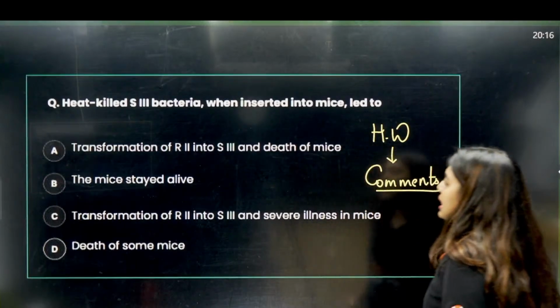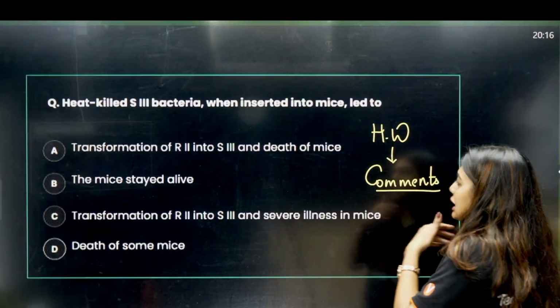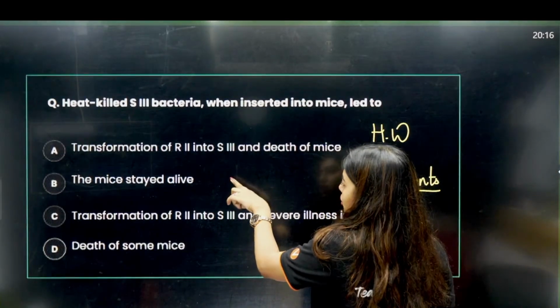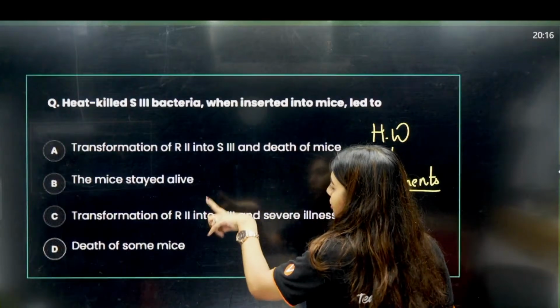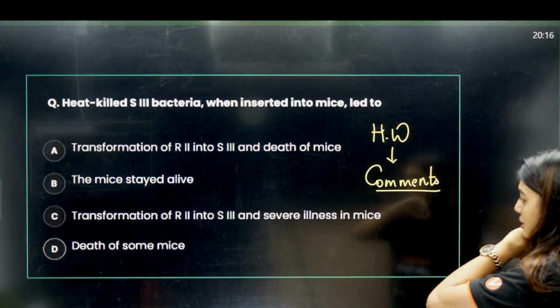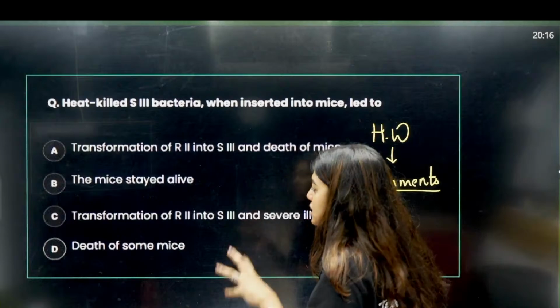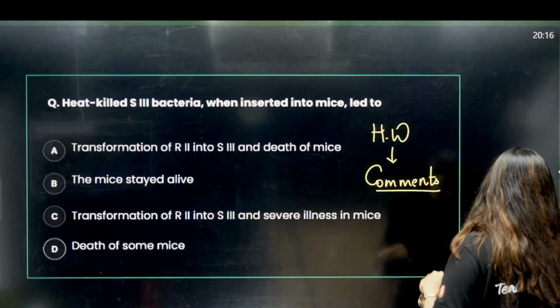The question is: heat killed S strain bacteria when inserted into the mice led to the transformation of R into S and the death of the mice; or the mice stayed alive; or transforming of R into S and severe illness in the mice; or death of the mice. So just see the options and tell me which is the answer in the comments.